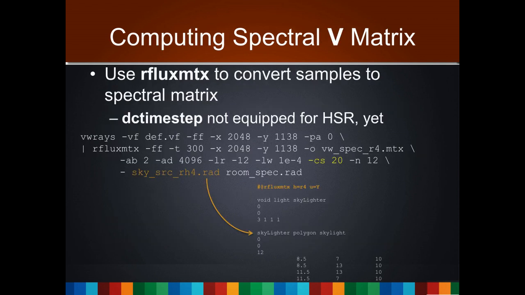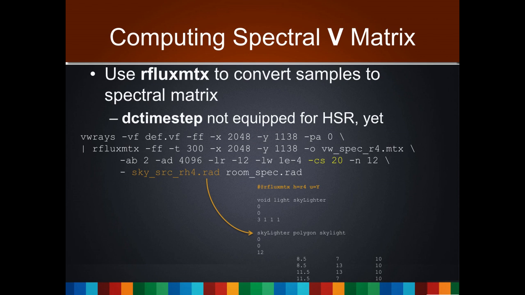So the spectral value matrix is the same. It's just the same command with one additional option to standard rfluxmtx. So you use vwrays to generate the pixel sample locations. How many people here combine vwrays with rfluxmtx at this point and kind of know what I'm talking about? All right, so I should give a little background here.